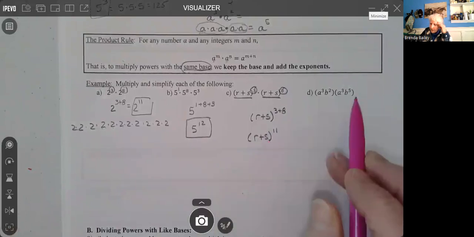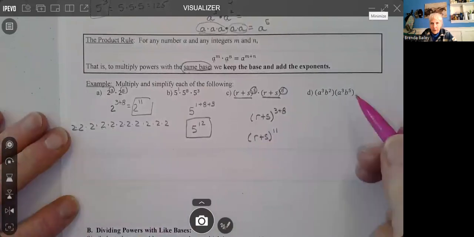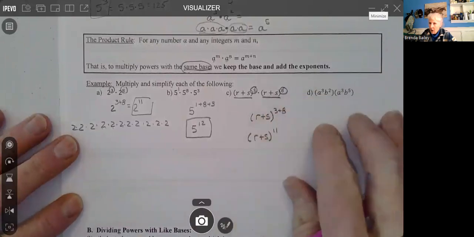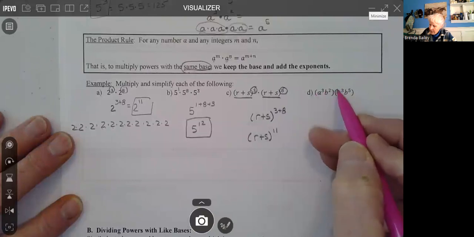Okay. Now let's look at this one. Now we have 2 different bases here. We've got A's and we have B's. It's all multiplication. There's no addition or subtraction. The addition and subtraction we're going to do in the next video when we talk about 5.3 to 5.6. But here there's no addition and it's all multiplication. So we look, parentheses means multiply.